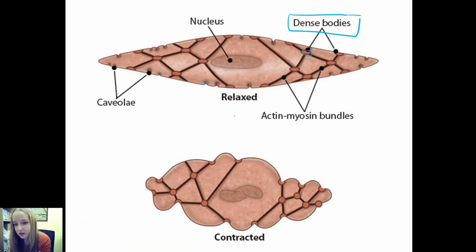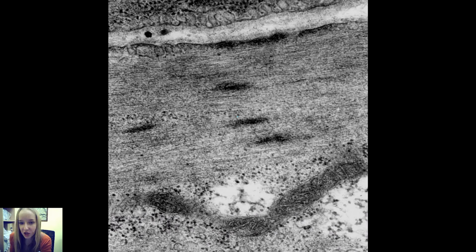Everything is curved somehow. Here we can see it once again. Nice membrane of a smooth muscle cell with caveolae right here, invaginations. And under the membrane here we have these dense bodies which are connecting filaments. It's like this. Dense bodies over here, and many lines. These are the thin filaments. But remember, no myofibrils at all.